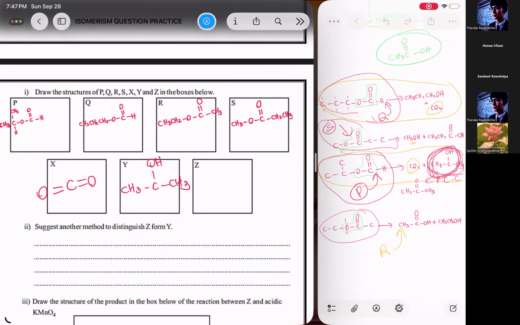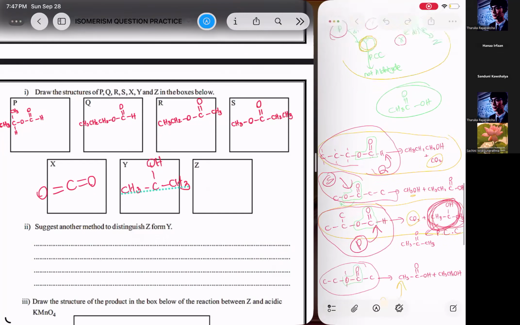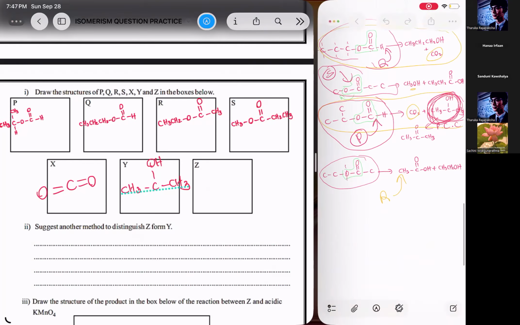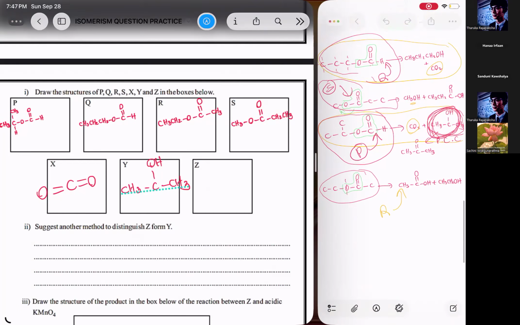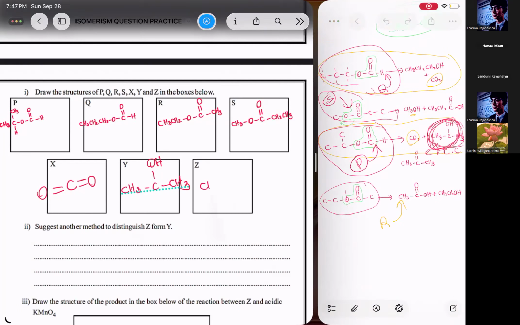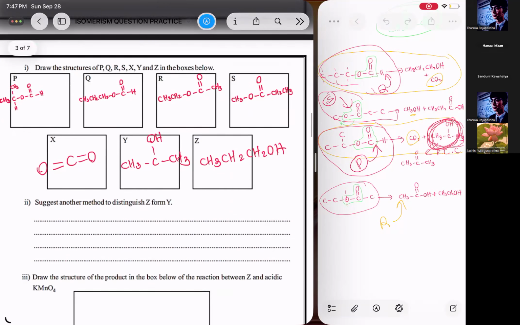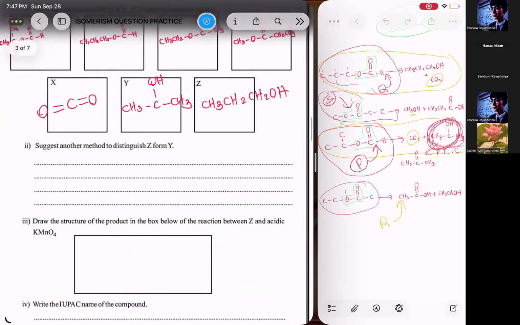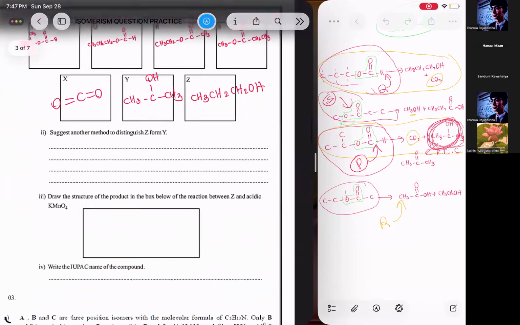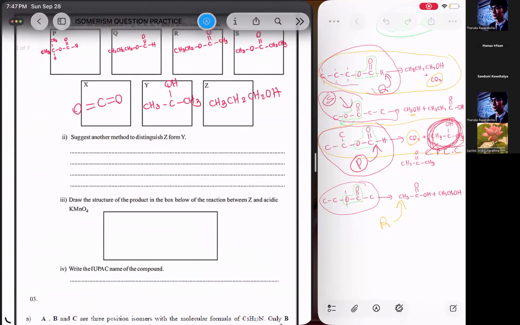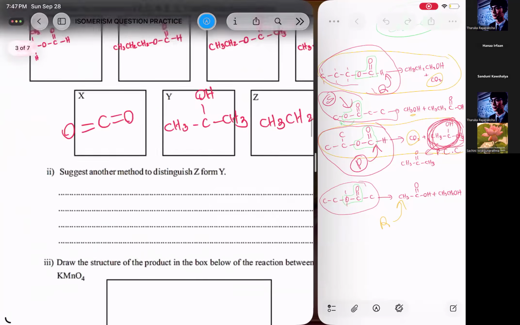Z is formed by Q. Z is formed by Q, that is CH3, CH2, CH2OH. Sorry, there you go. That's the next one. Then the second one suggests another method to distinguish between Z and Y. Okay, another method to distinguish Z and Y.